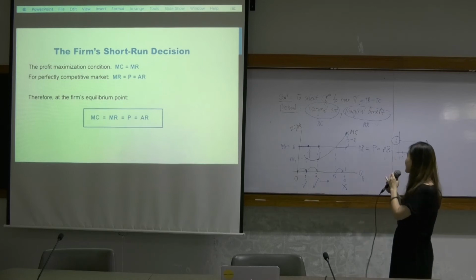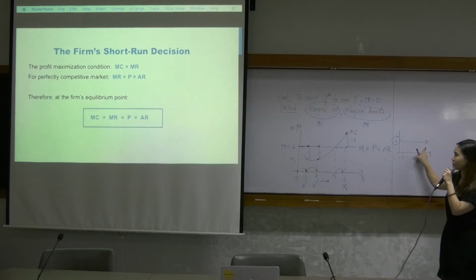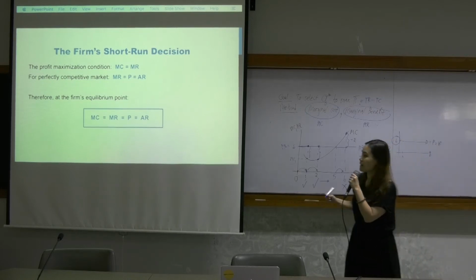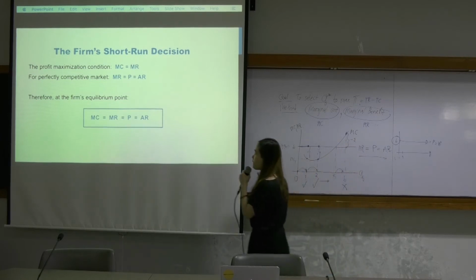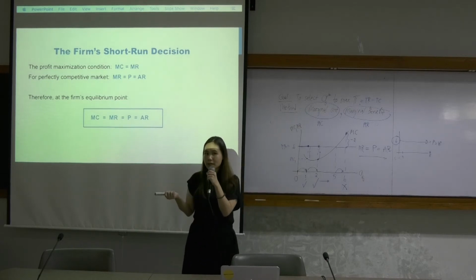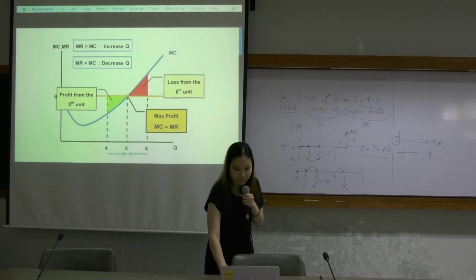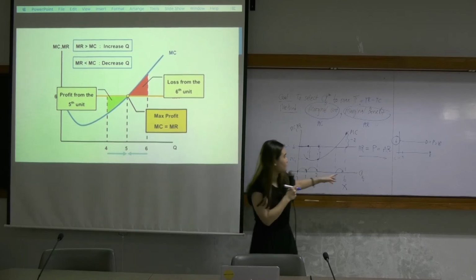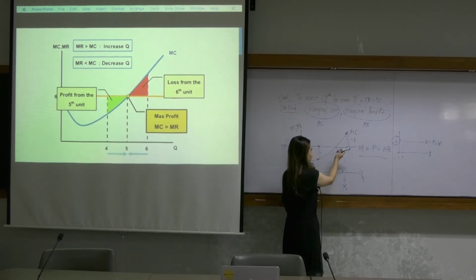Because the firm is a price taker, we have P equal to MR equal to AR. And because the firm maximizes profit, we have MC equals MR. So at the firm's equilibrium point, which is here, we have MR equal to P equal to AR, also equal to MC.